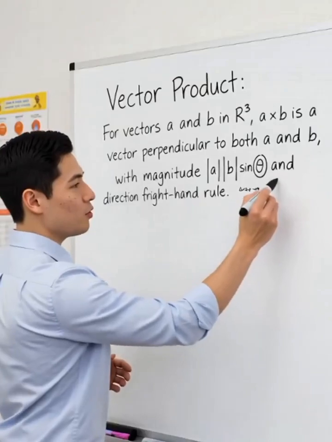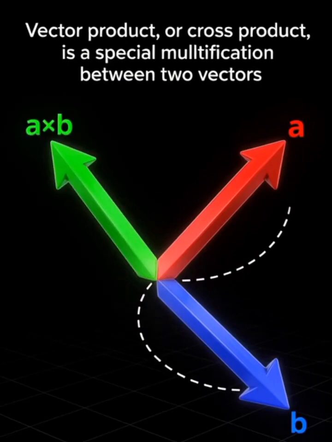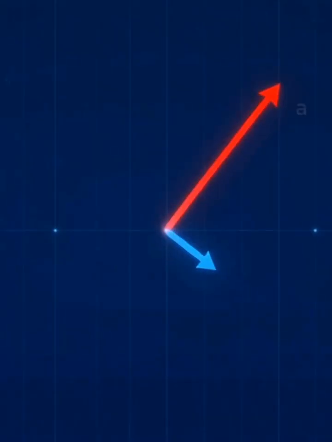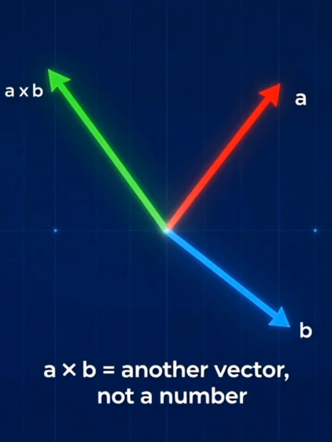Do you know what is vector product? Okay, vector product or cross product is a special multiplication between two vectors. When you multiply two vectors using vector product, the result is another vector, not a number. That new vector is perpendicular, 90 degrees, to both original vectors.